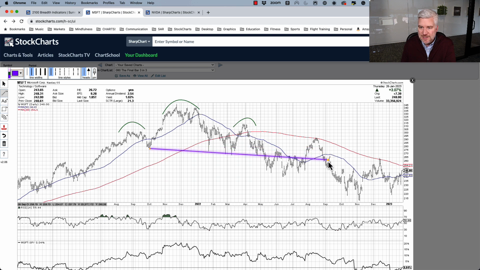But I'm going to stick to the pure view, which is this is the trend. These are the lows, and when we broke down through that neckline here in May, that confirmed the distribution pattern. Now, what happens next?